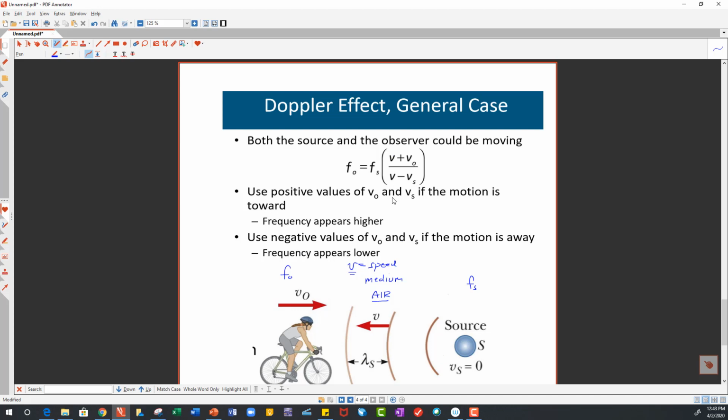And if the cyclist, in this case, is moving away from the observer, then the value of v naught would be negative. And vs would be negative, but in this case, vs is 0. So that's how you interpret the equation and use it for determining the change in frequency.